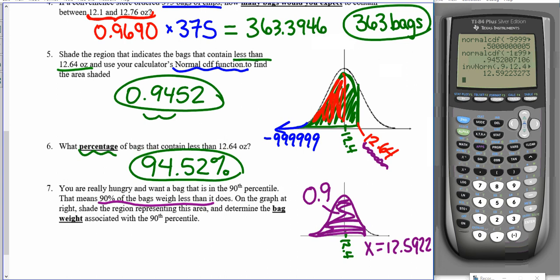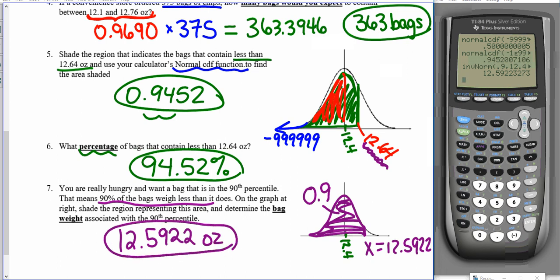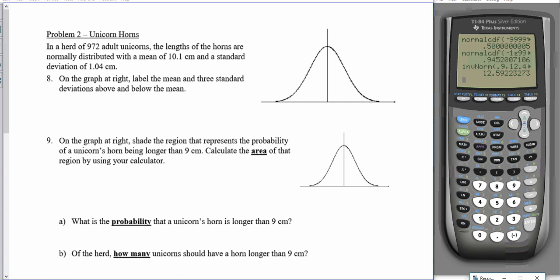And again, I thought it should be somewhere close to this 12.64 we had in the previous problem, which it is. So in this one, sometimes we have to round, but can we have a bag that weighs 12.59 ounces? Sure we can. So I'm going to go ahead and list those all out. The weight was in ounces, so I'm going to put units. There we go. Okay, on to the back.